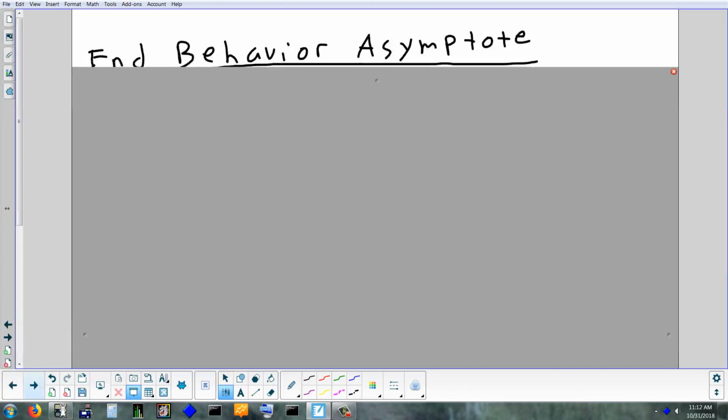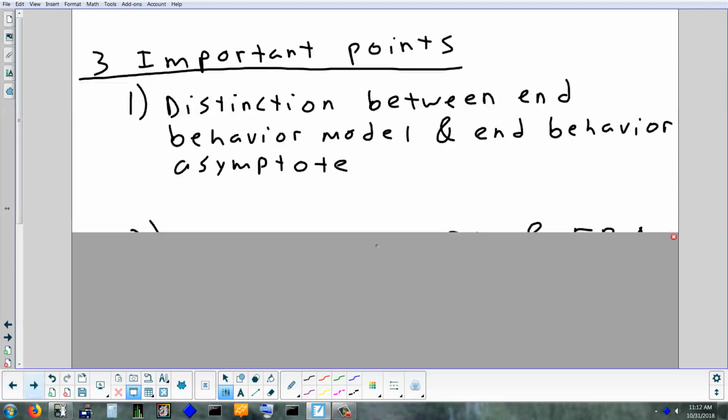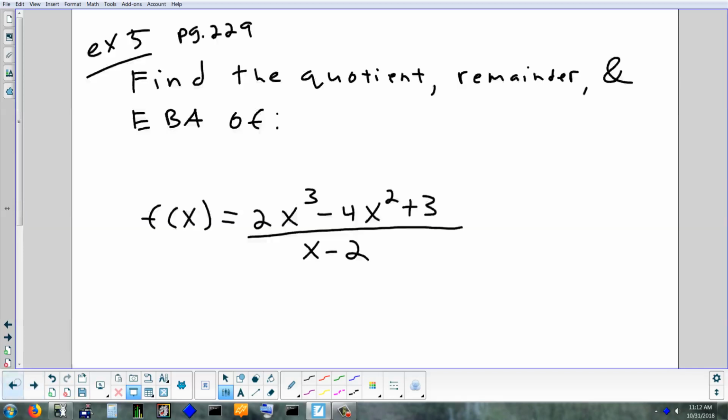All right. So when the degree in the top is larger, there's this new thing that we can find, and it's called the end behavior asymptote. It's a little different than the end behavior model, and I think on the next page, or at some point, I talk about the difference between the end behavior asymptote and the end behavior model. So we'll get to that.